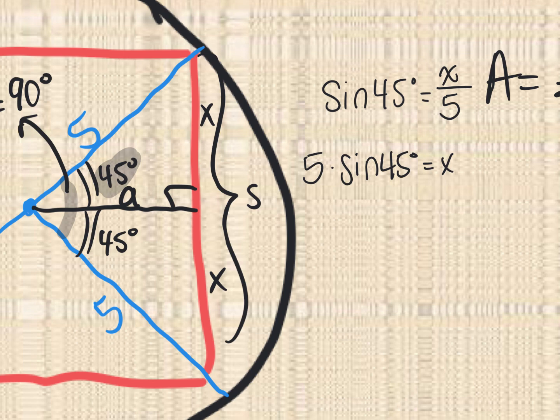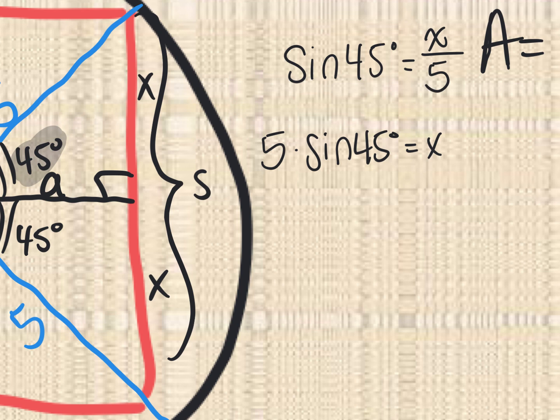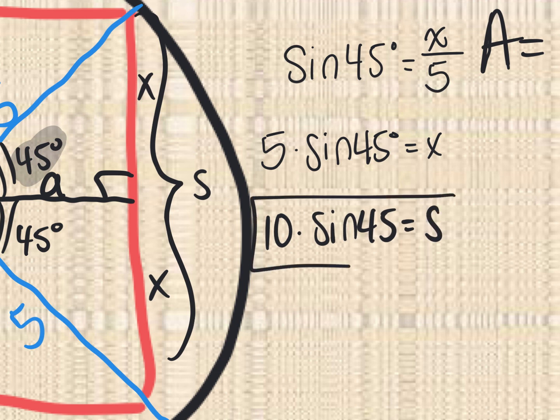But that's still not s. What do I have to do to find s, the side length? Multiply it by 2. So this is going to be 10 times the sine of 45 equals the side length. So I have s. It's 10 times the sine of 45.